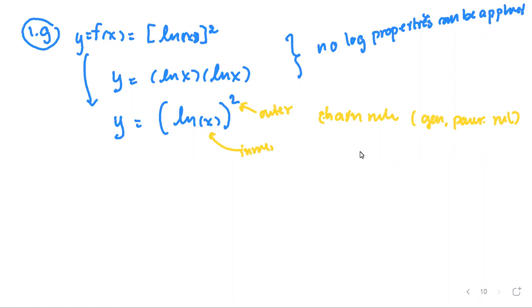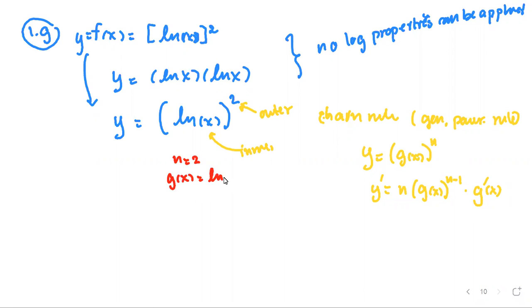And the general power rule, if you recall: y equals the quantity g of x to the power n, so y prime is n times the quantity g of x to the n minus 1 power times g prime. You have to identify what your g of x is and what n is. In our problem, n is 2 and g of x is the natural log of x. What you have to find next is g prime. The derivative of the log x is 1 over x. So you get everything you need for the general power rule.